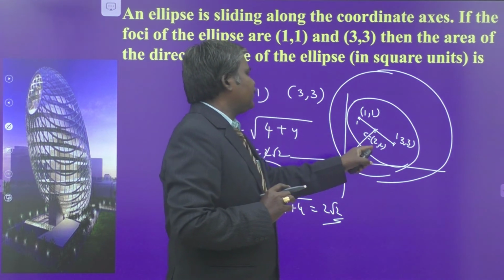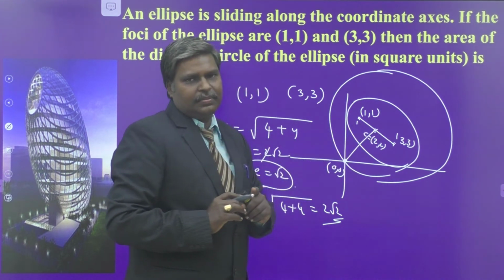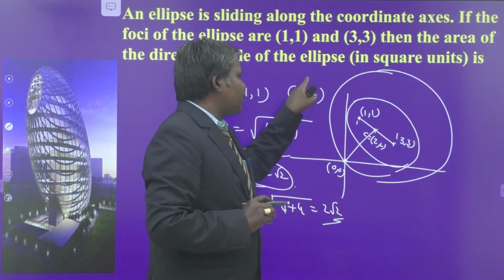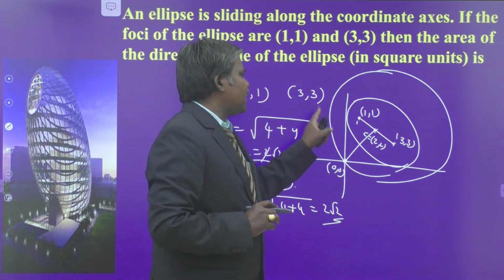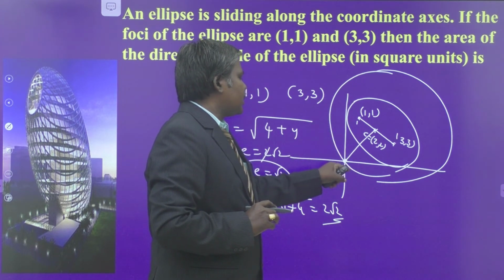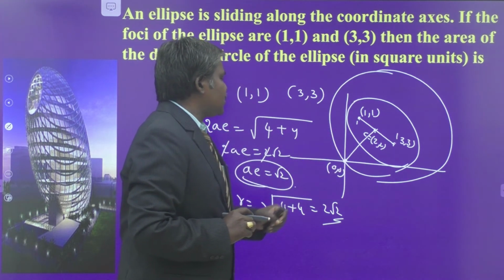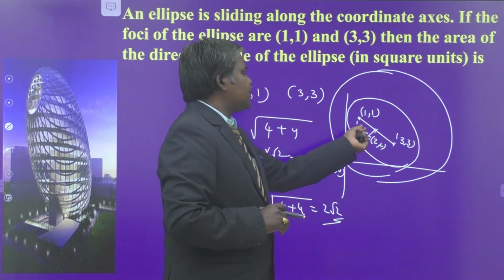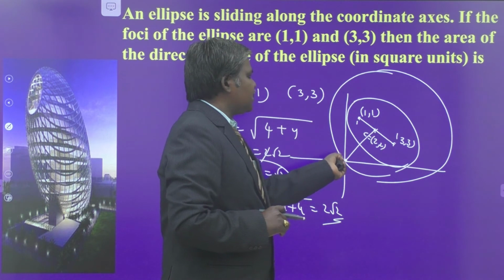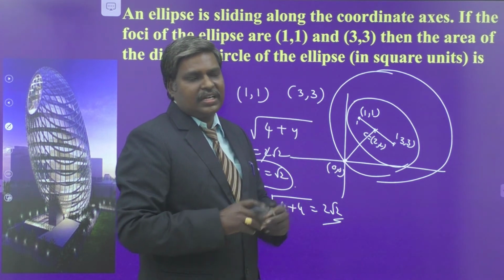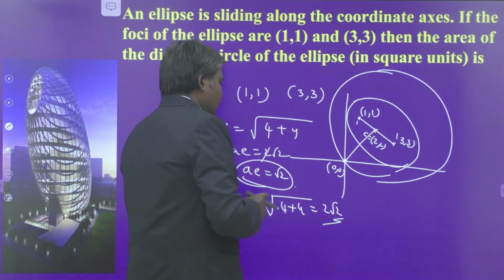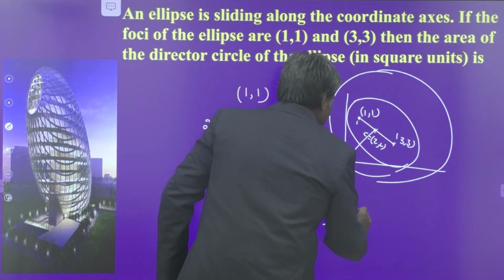And the midpoint of the foci is nothing but your center. So these two are given for the center, and this ellipse is sliding along two perpendicular lines, the coordinate axes, and the given information is for the point on the circumference of your director circle. One piece of information is for the center, one for the point on the circumference. The distance between those two is the radius of the director circle.